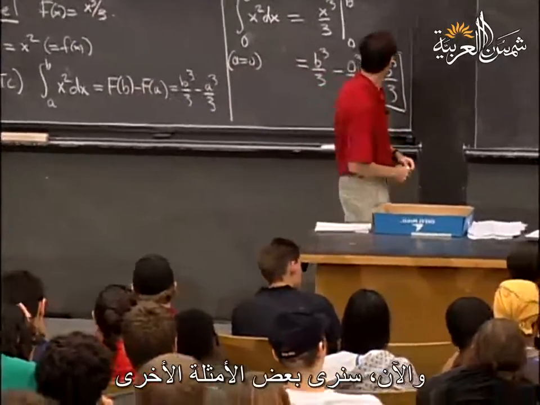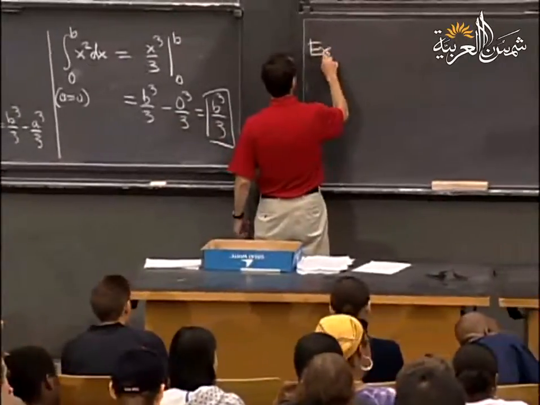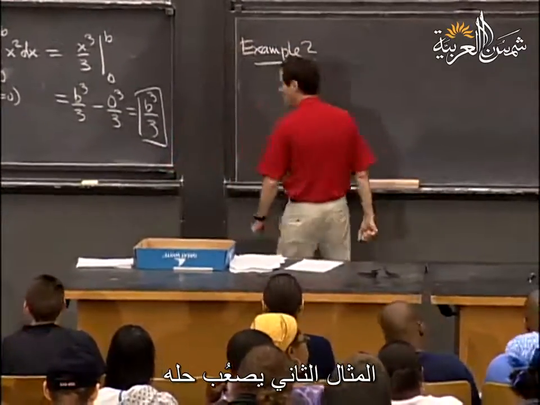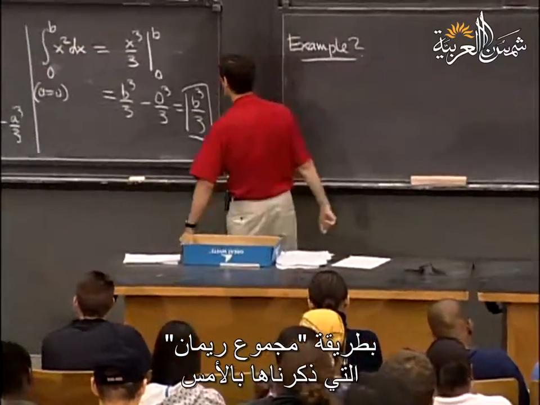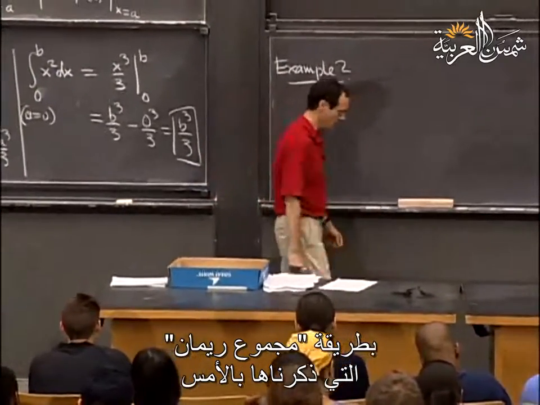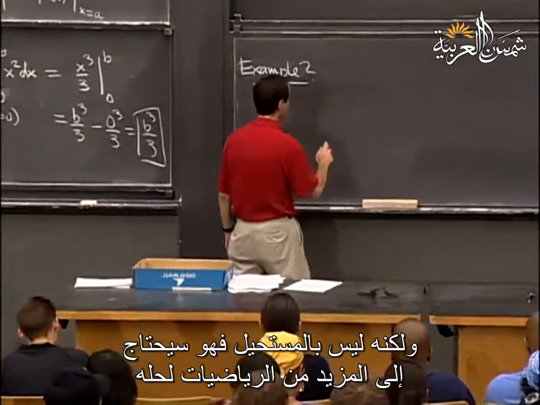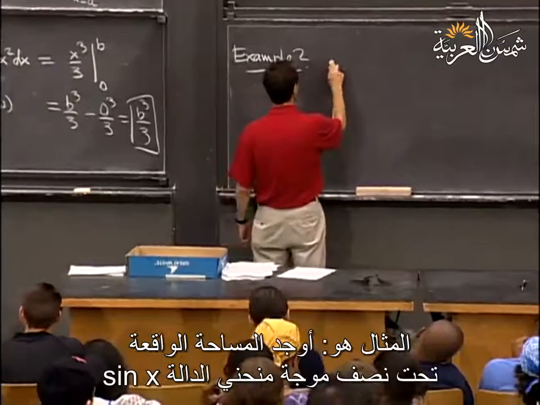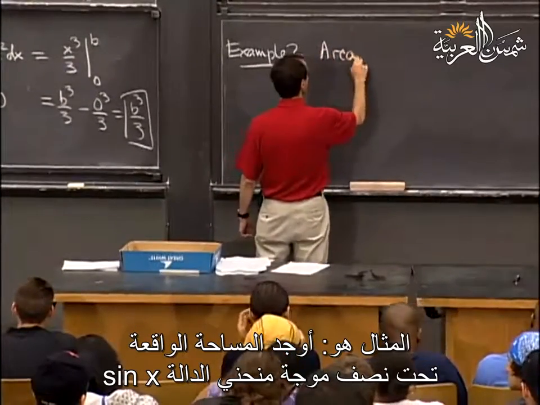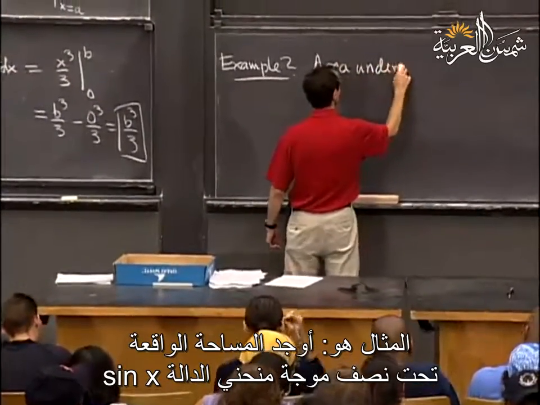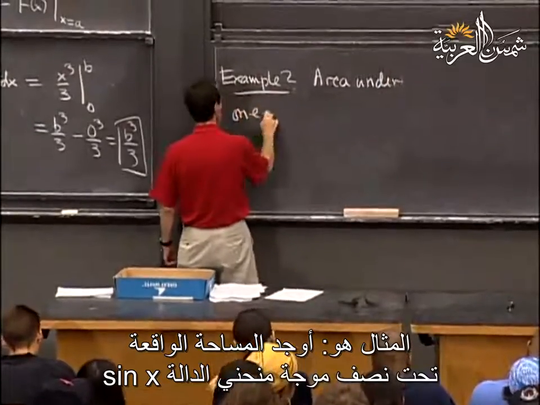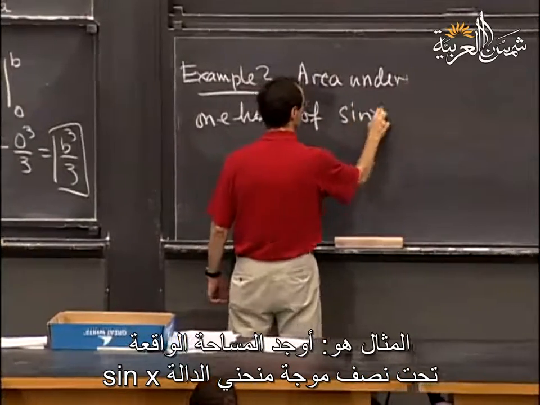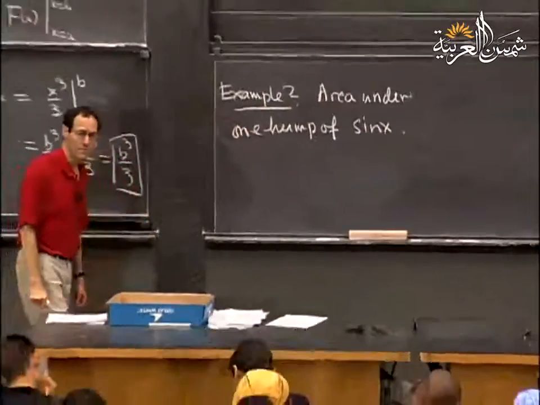All right, I'm going to give a couple more examples, and then we'll go on. So the second example would be one that would be quite difficult to do by this Riemann sum technique that we described yesterday, although it is possible. It uses much higher mathematics to do it. And that is the area under one hump of the sine curve, sine x.